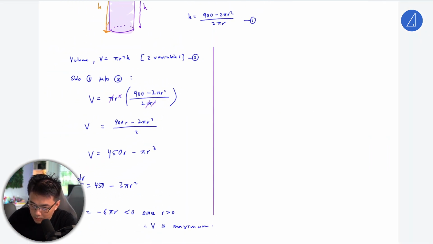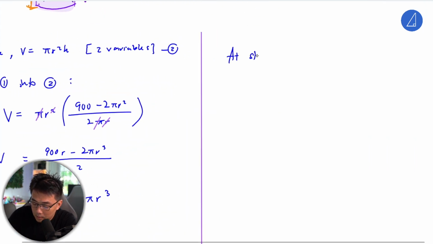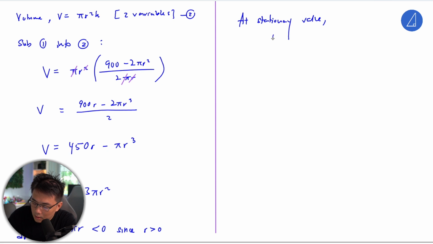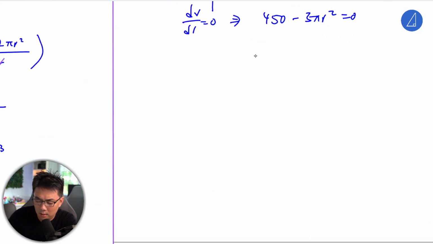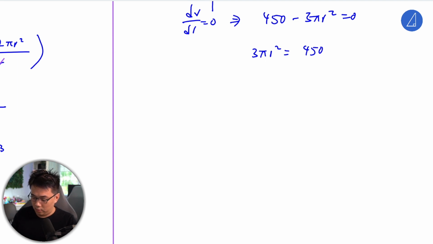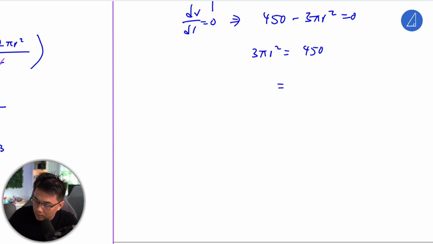Once this is done, what we do is add stationary value. dV/dr is 0. So in this case, 450 minus 3 pi r square is 0. So then what we're going to do is make r the subject. We need to find that. So 450 divided by 3, that will give us 150. So r square is 450 divided by 3 pi. So this is r.